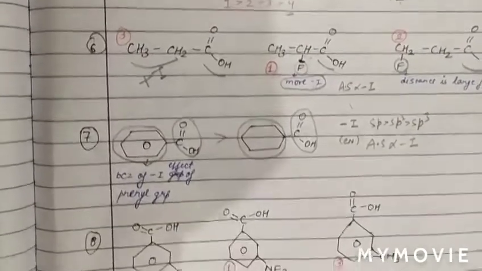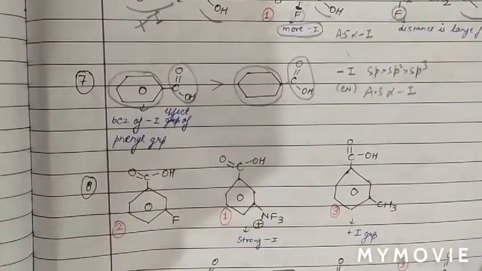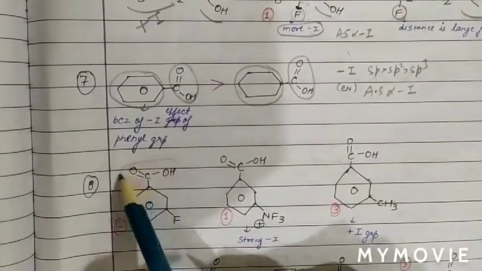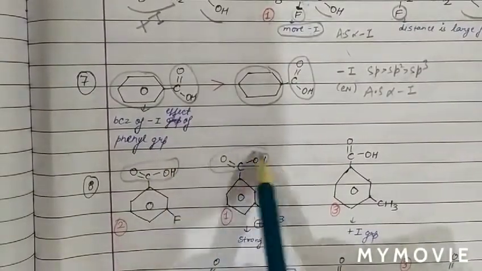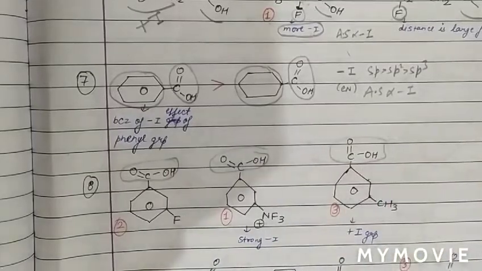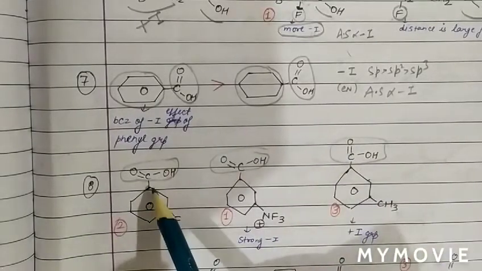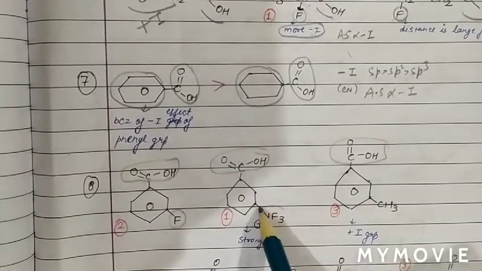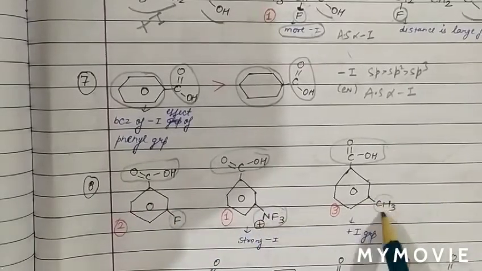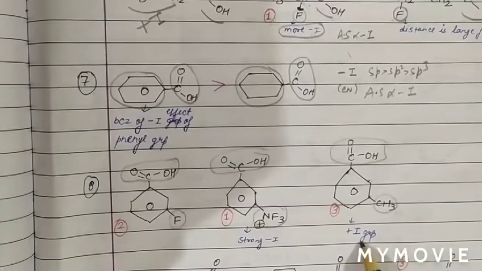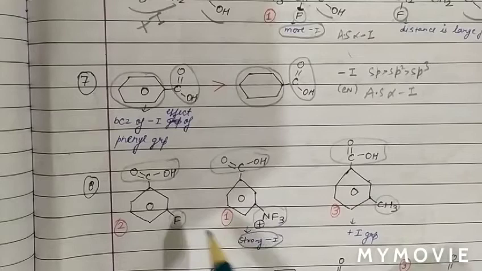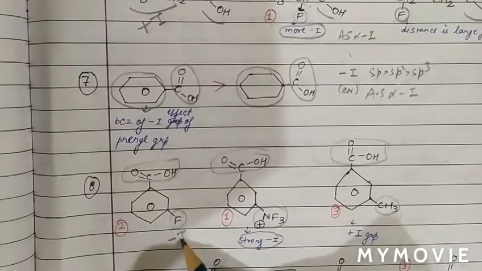Now see the next question. The next question is again on the basis of inductive effect and acidic strength. The COOH group is common in all. Now we can see that with respect to COOH, in the first, fluorine is attached, here NF3 plus is attached, and here CH3 is attached. CH3 is a plus I group, NF3 plus is a minus I group, and fluorine is a minus I group.